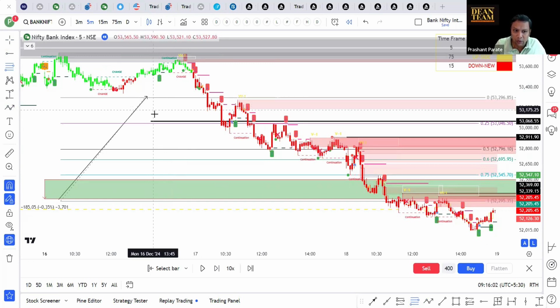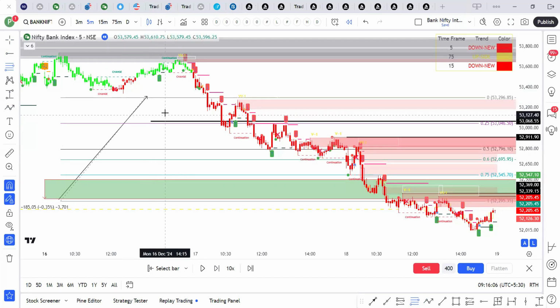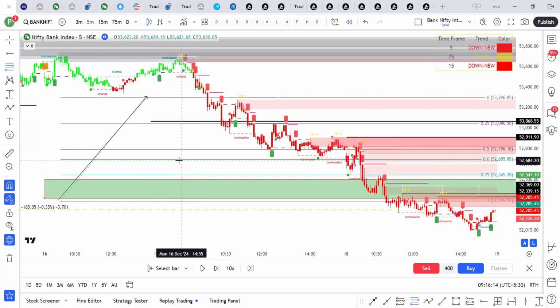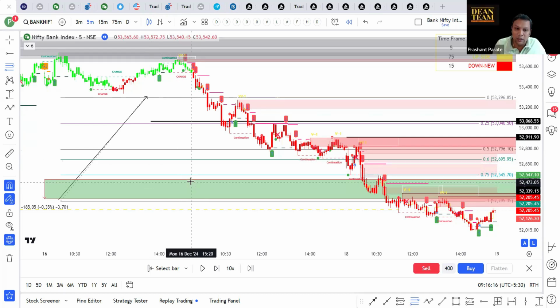Here, 15-minute has fallen strongly, created a downtrend. And now 5-minute is giving you a shorting opportunity with small stop loss. Then it can easily come up to this area. But if you are already here, then it may not fall continuously. Then it may reverse also because we are in the buying area on the 75-minute chart.